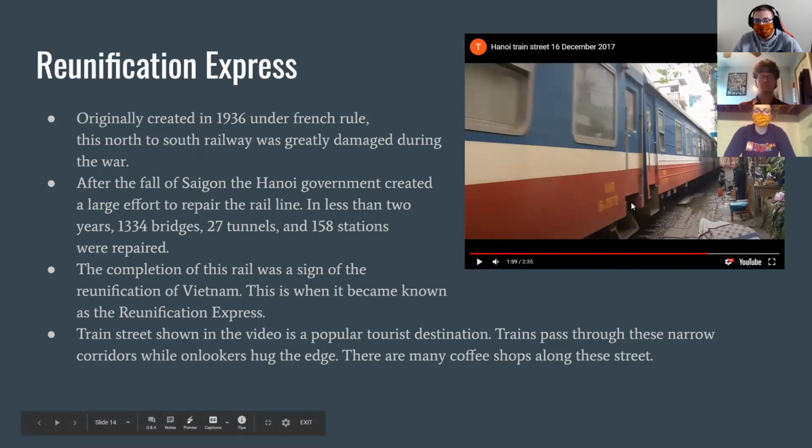So as you can see, it goes straight down the middle of the street. And actually, when the train's not coming, there's coffee shops and stores all along this railway that tourists will come just to see this train go through. Recently, in 2019, the government has put on some restrictions due to the amount of tourists that were flocking to this area. Clearly, there could be some safety issues that come with this, but tourists are still trying to see this very unique site.